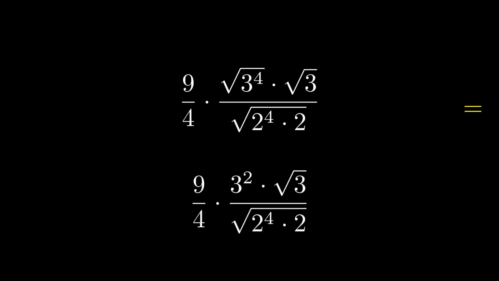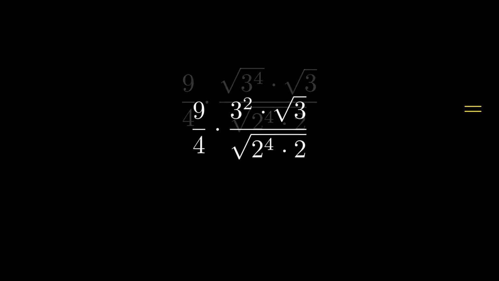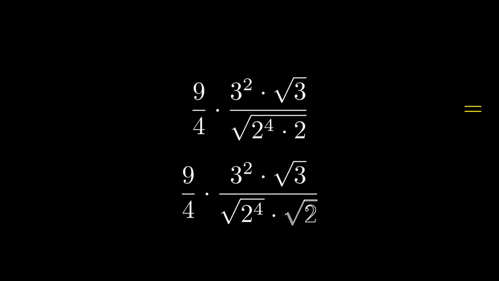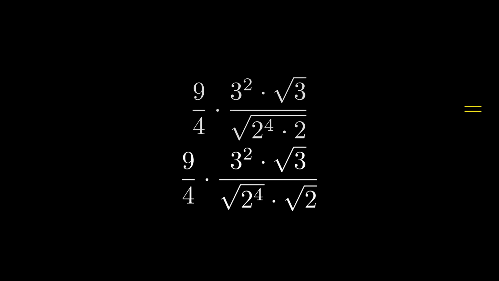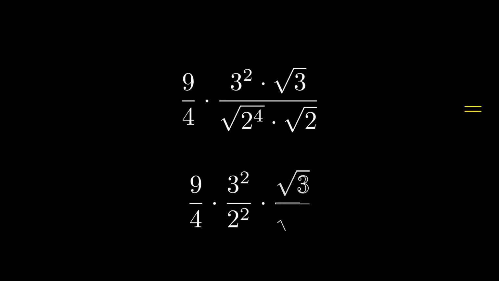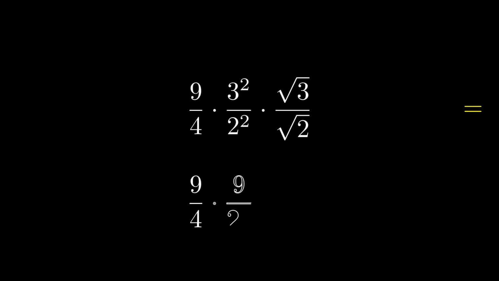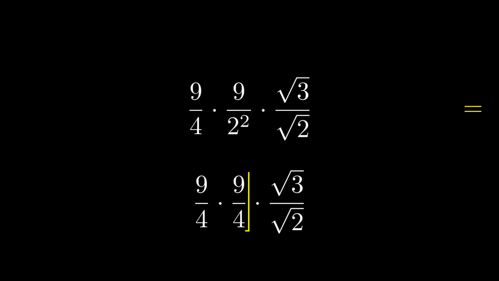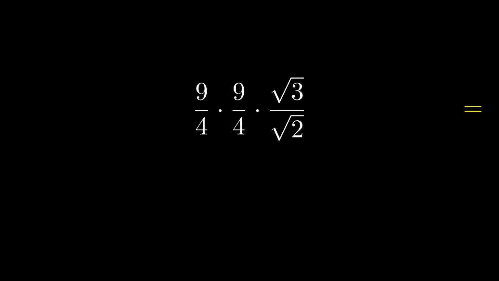The same is now done for the denominator. So we first separate the root and then see that the root of 2 to the power of 4 is 2 squared. Now let's clean the expression up a bit. 3 squared is 9. And 2 squared is 4. 9 over 4 times 9 over 4 is 81 over 16.